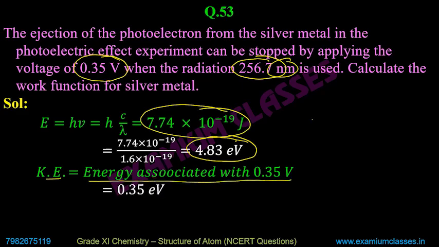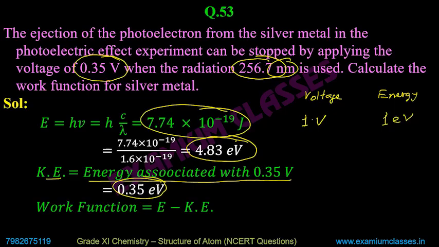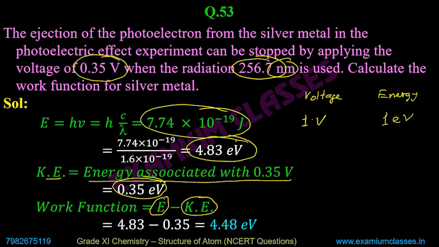If I apply a voltage V, the associated energy for this one will be eV. So 1 volt will be equal to 1 electron volt in energy. This conversion you need to remember. From here, I calculated the kinetic energy. I know the kinetic energy, and the work function will be the incident energy minus kinetic energy. Substitute the value.